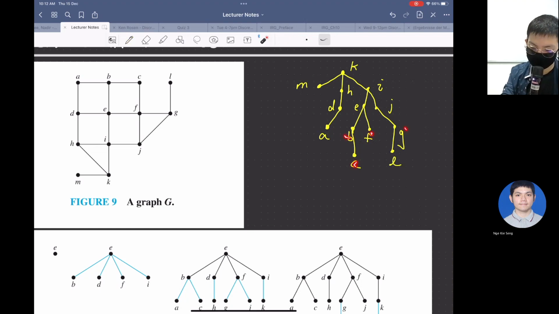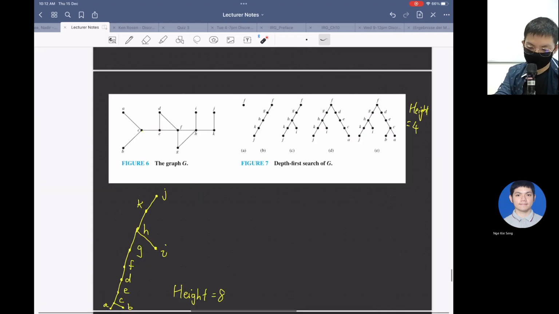Is that all? 1, 2, 3, 4, 5, 6, 7, 8, 9, 10, 11, 12, 13. Done. So this is the spanning tree. How about we compare these two methods here?